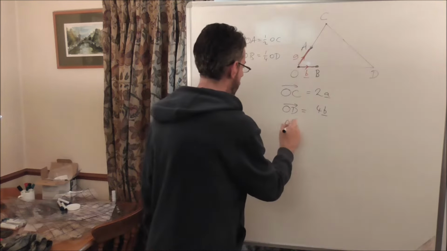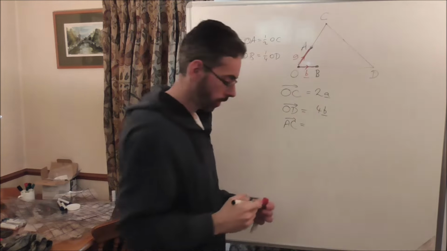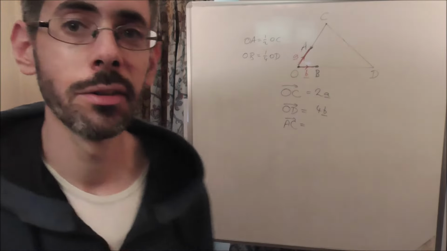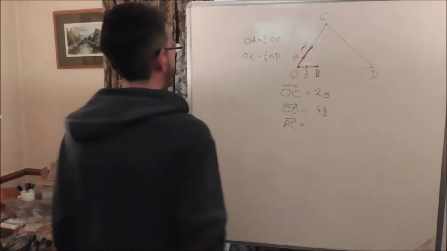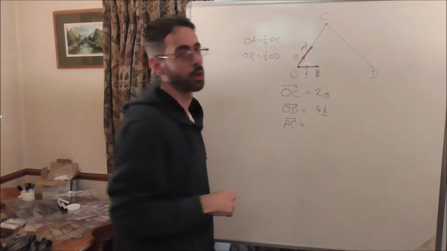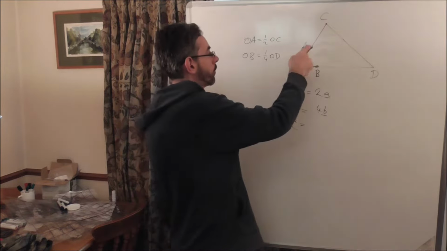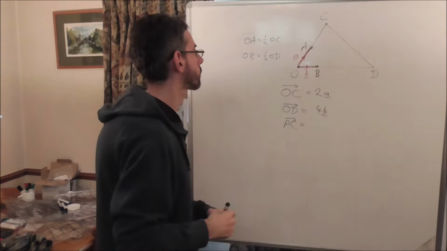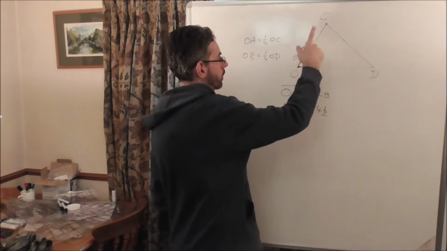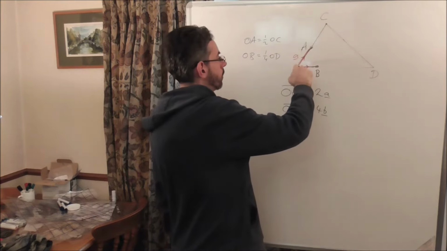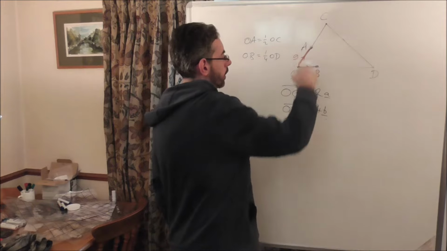What about A to C? What's that in terms of little a or little b? Well, the journey from A to C is exactly the same as the journey from O to A, because point A is in the middle of this line. So it's the same journey and in the same direction. So if that's little a, then that's little a as well.